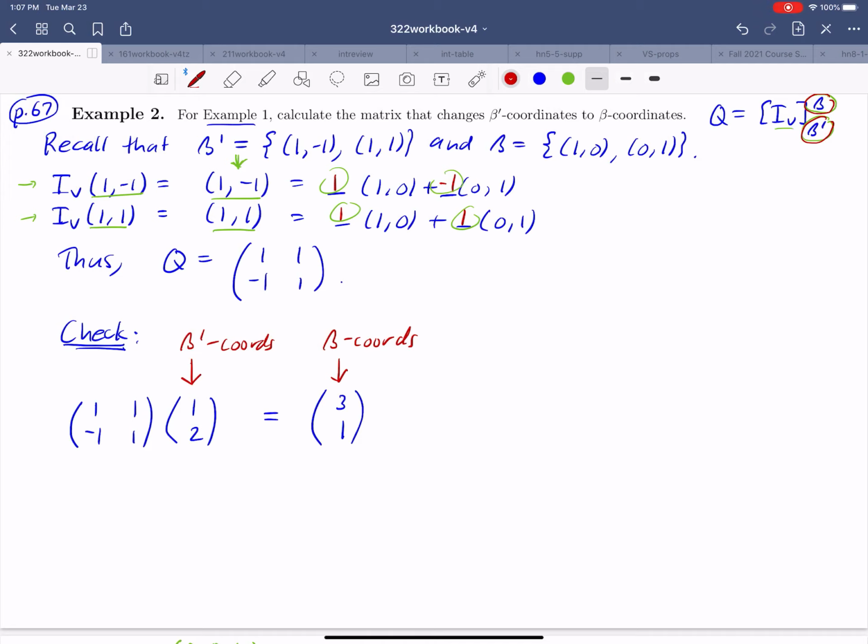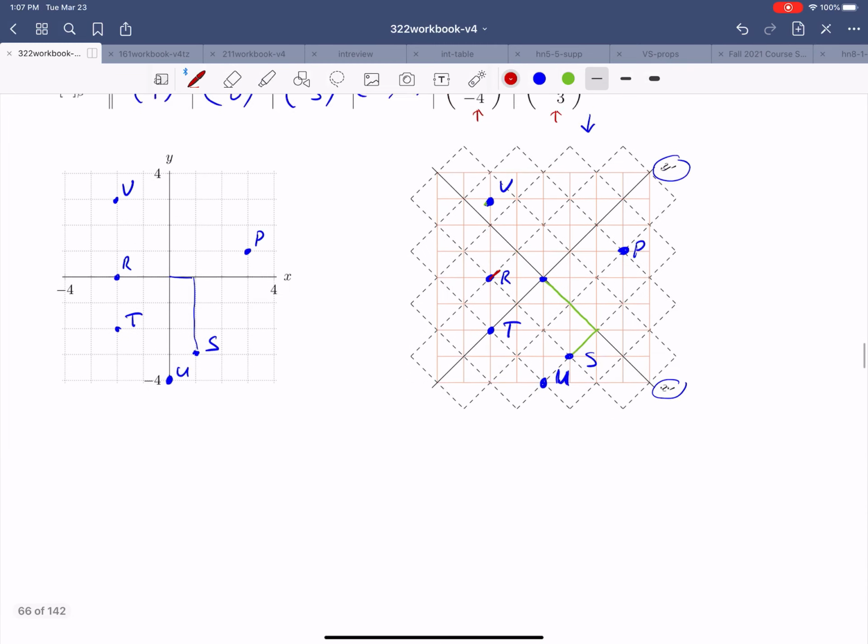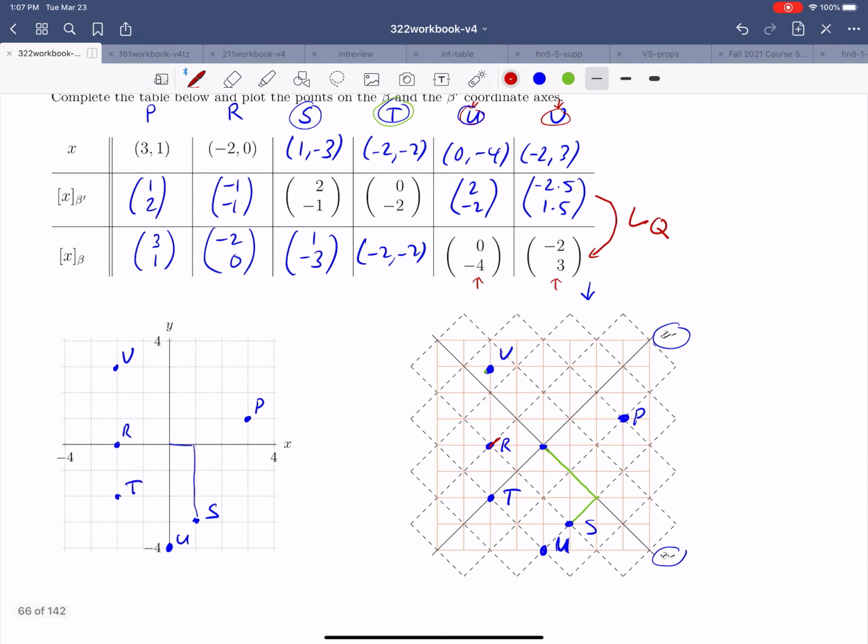Remember those two vectors, (1, 2) and (3, 1), and we are going to page back to example 1 and take a peek at our table. Notice that if you look at the very first column, you see the (1, 2) and the (3, 1). (1, 2) were the beta prime coordinates of the point, and (3, 1) were the beta coordinates. So our matrix took us from one set of coordinates to the other, just like it's supposed to.